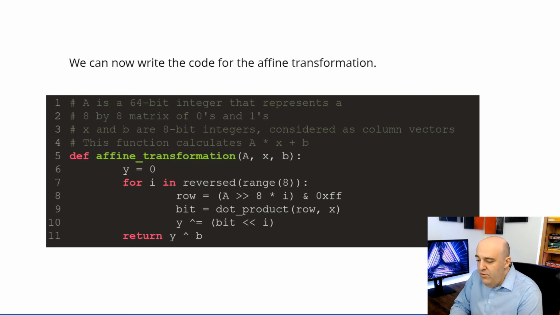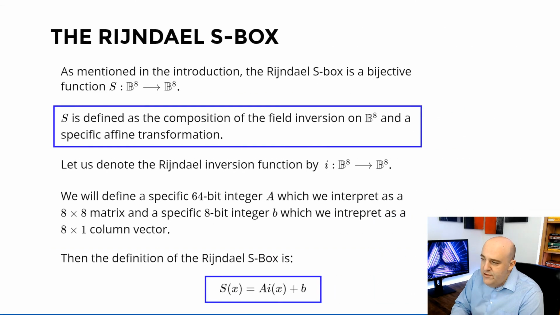And then to place the bit in the right spot in my output Y, I left shift the bit over by i and then XOR it onto the current value of Y. And that won't affect the other bits. After I get out of the loop, I have AX. And then to finish it off, I just return Y XORed with B. And we'll see that the Rijndael S-Box uses an affine transformation in it.